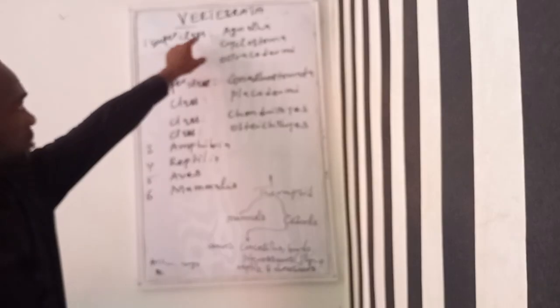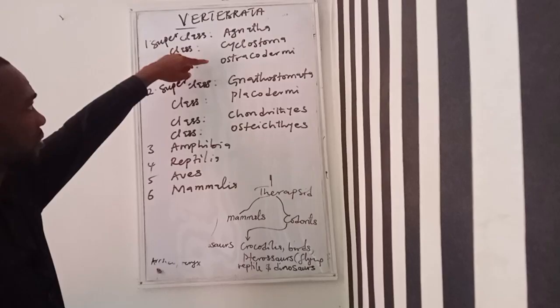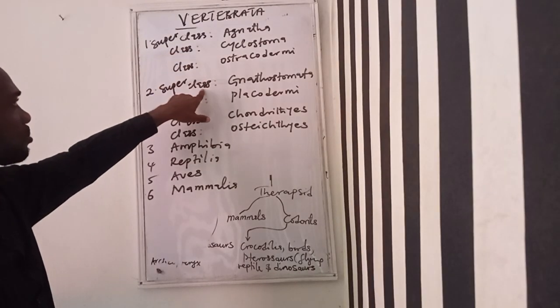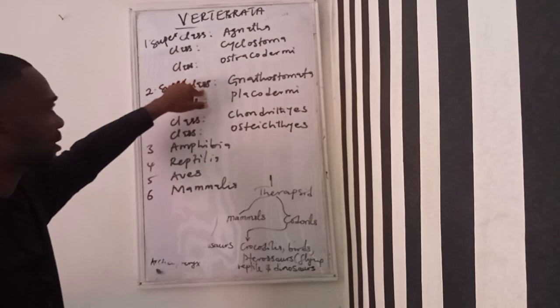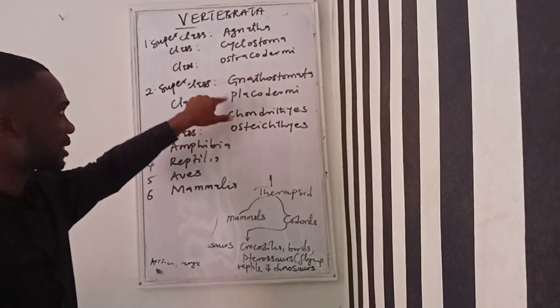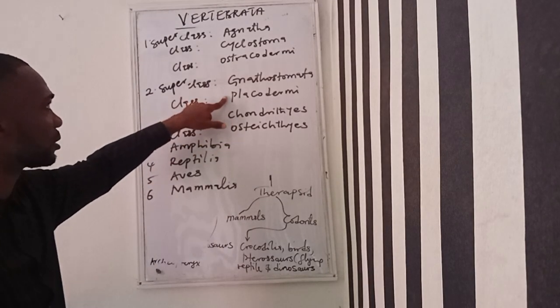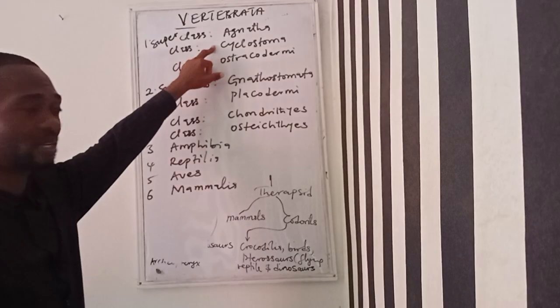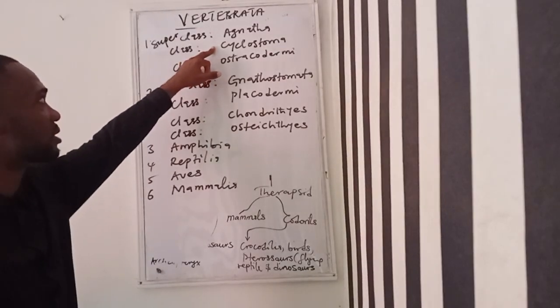Agnatha. It has 2 classes, Cyclostomata and Ostracodermi. Then superclass Gnathostomata has Placodermi and Chondrichthyes. Like I said, these ones have gone into extinction. Then these ones will have the hagfishes and lampreys. These ones have also gone into extinction.